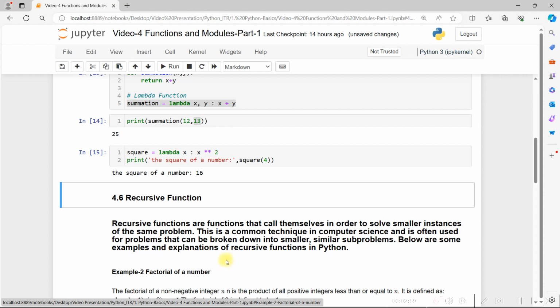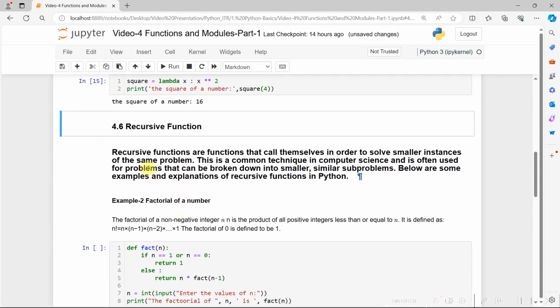Now let us come down to the next part, that is the recursive function. Recursive functions are functions that call themselves in order to solve smaller instances of the same problem. This is a common technique in computer science and is often used for problems that can be broken down into smaller similar subproblems. Below are some examples and explanation of recursive functions in Python.